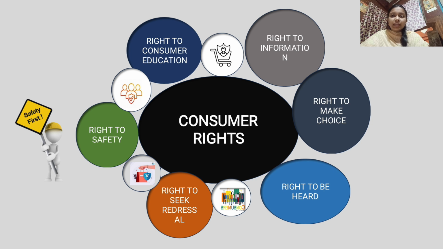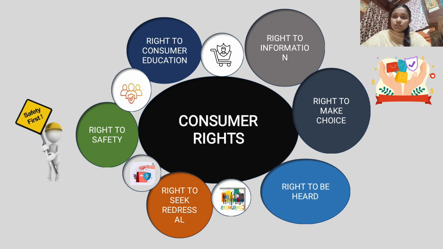The second one is right to get information. The consumer has the right to get information about the product that the consumer is purchasing, like the quantity, quality, and the standard of the product, all those things. The producer should supply all the relevant information that needs to be known by the consumer at a suitable place.